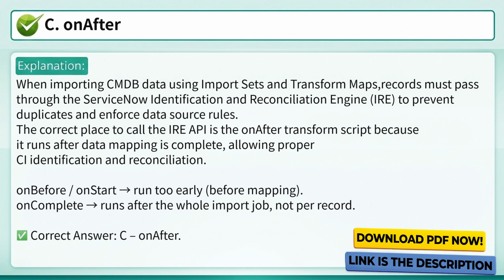Explanation. When importing CMDB data using import sets and transform maps, records must pass through the ServiceNow Identification and Reconciliation Engine, IRE, to prevent duplicates and enforce data source rules. The correct place to call the IRE API is the onAfter transform script because it runs after data mapping is complete, allowing proper CI identification and reconciliation. On before and on start run too early, before mapping. On complete runs after the whole import job, not per record. Correct answer, C, on after.